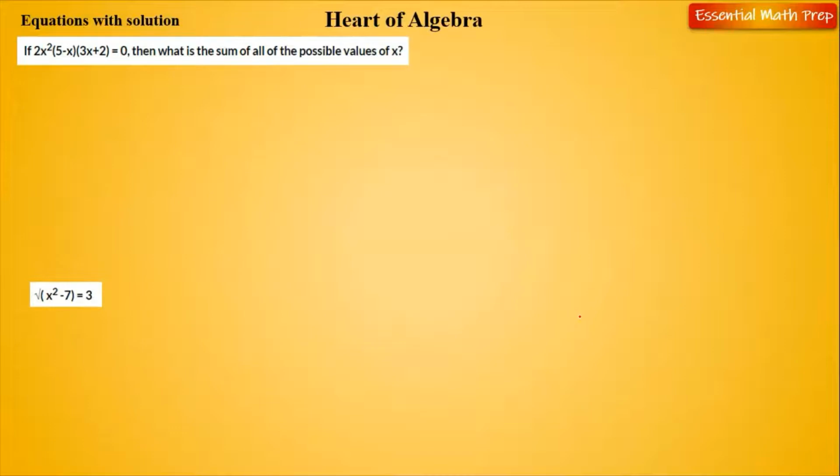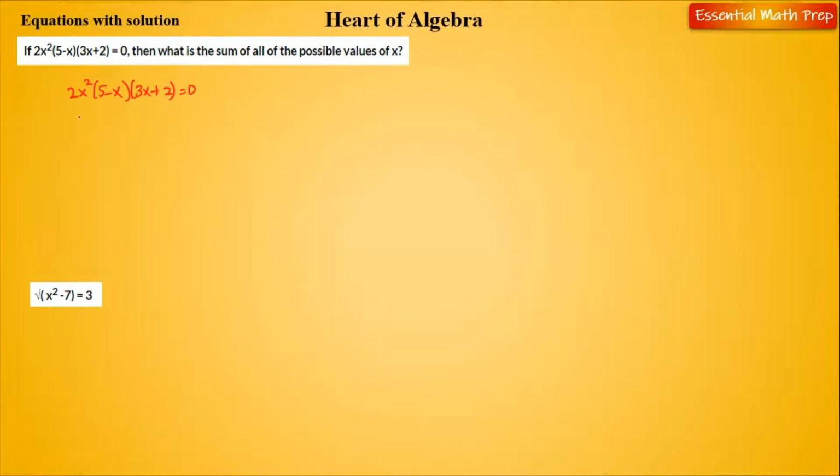So if 2x squared times 5 minus x times 3x plus 2 equals 0, what is the sum of all of the possible values of x? This is a very easy problem. You might think, do I have to multiply through the entire expression and then get it into some form? No, you don't have to. Each of these terms is equal to 0.